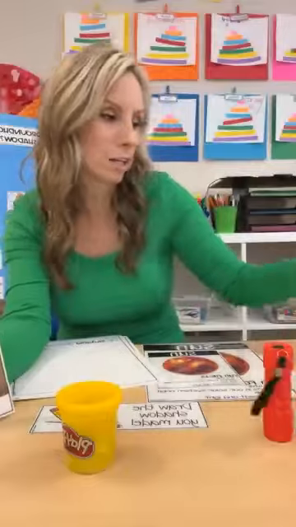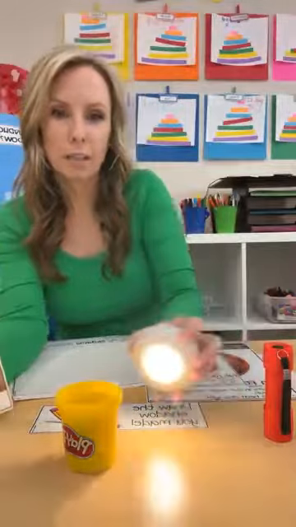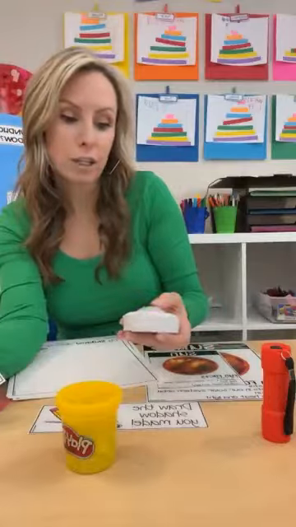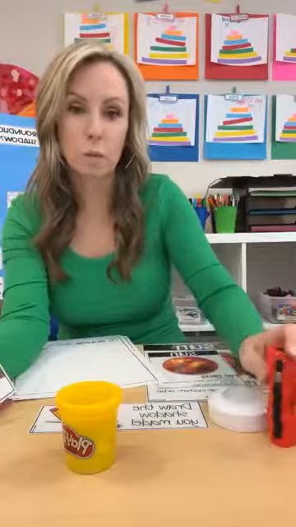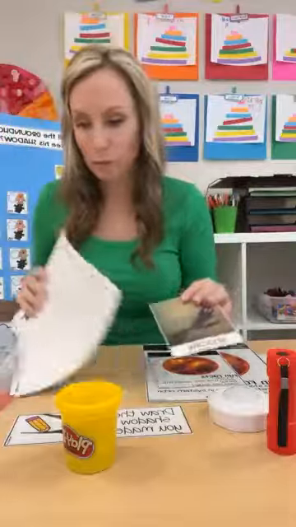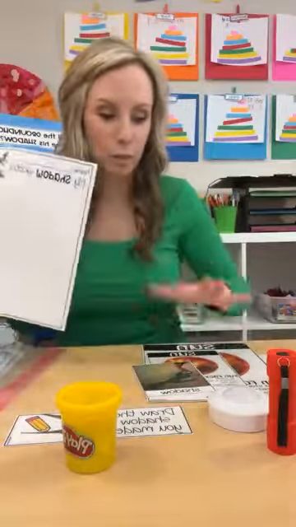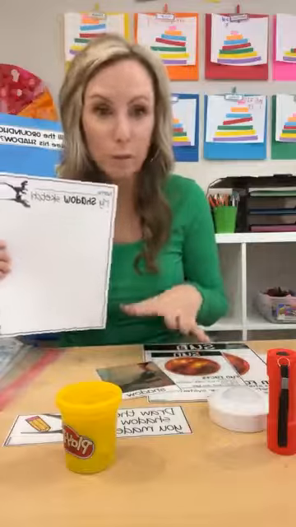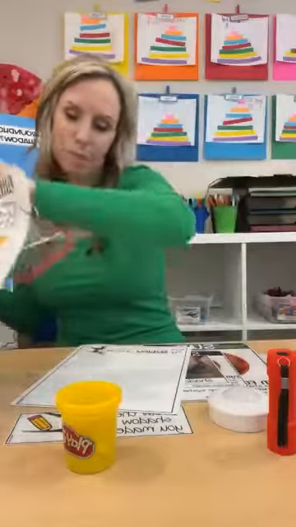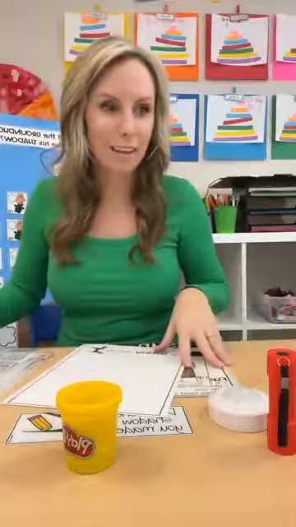And again, if you don't have flashlights, puck lights work too. Make sure whatever flashlights or lights you use don't have button batteries, because if a kiddo swallows one of those, that's very, very dangerous. But all of this, if you want all the printables to go with the shadows, that's in my space, sun, and moon science unit. So grab all that in there.